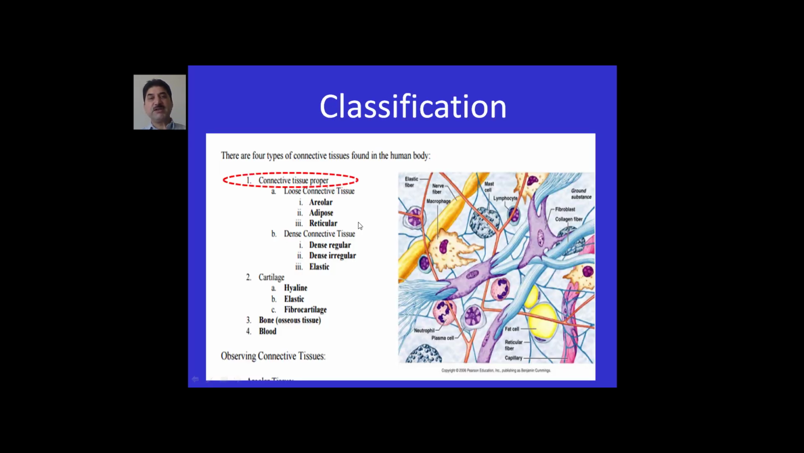How do we classify connective tissue? Connective tissue is classified into four groups. Connective tissue proper includes loose connective tissue, examples of which are areolar tissue, adipose tissue, and reticular tissue. It also includes dense connective tissue, which can be dense regular, dense irregular, or elastic. The second type of connective tissue is cartilage. Cartilages are of three types: hyaline, elastic, and fibro. The third type is called osseous connective tissue, which includes the bone. And the fourth type of connective tissue is blood.